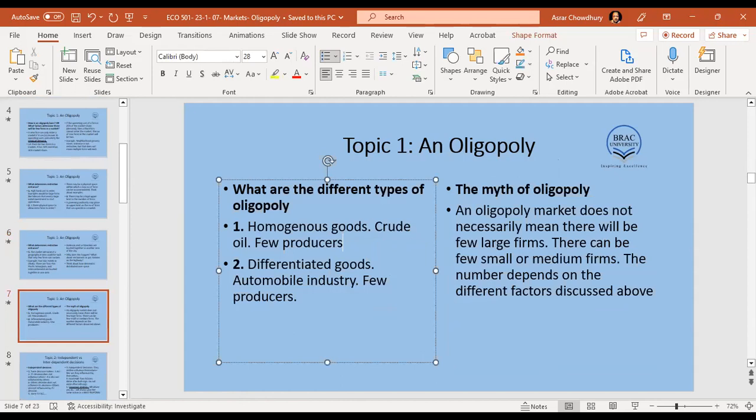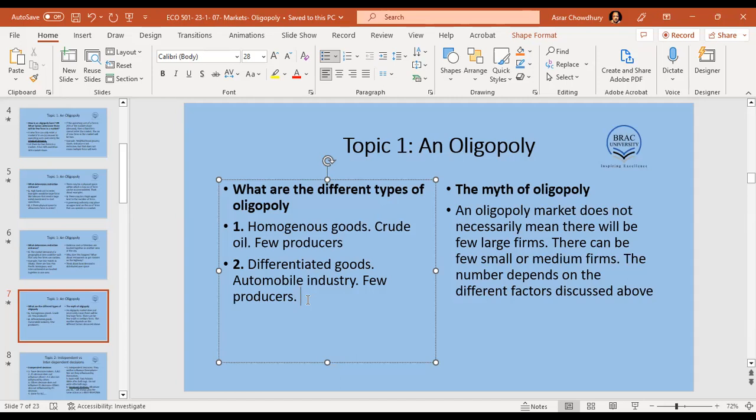আচ্ছা, আরেকটা হচ্ছে the homogeneous goods and differentiated goods. In the case of crude oil industry, we have few producers or few exporters, ঠিক আছে? In the differentiated goods industry, like automobile industry, এখানে কি অনেক প্রডিউসার আছে নাকি few বাংলাদেশে? Do we have lots of producers or few? Few. আচ্ছা, হ্যাঁ, but they are selling differentiated products, right?